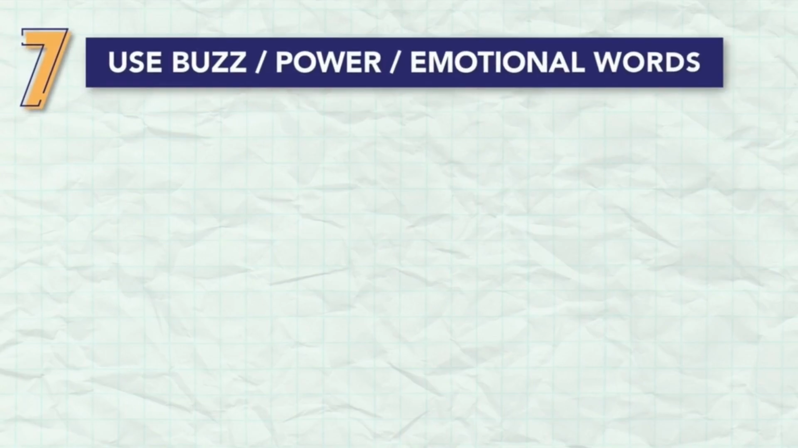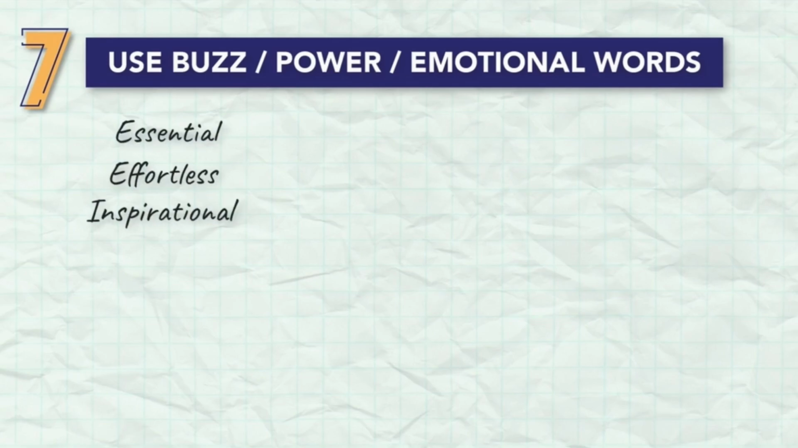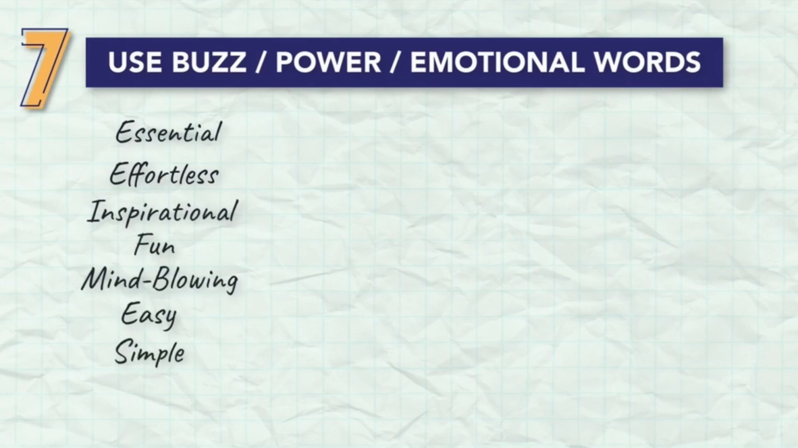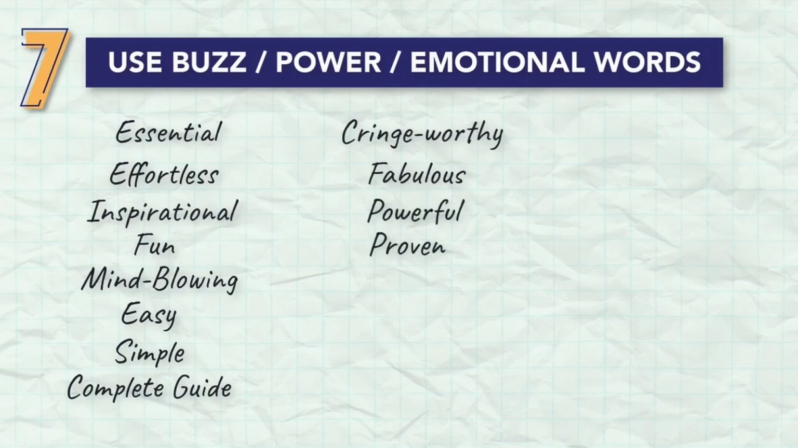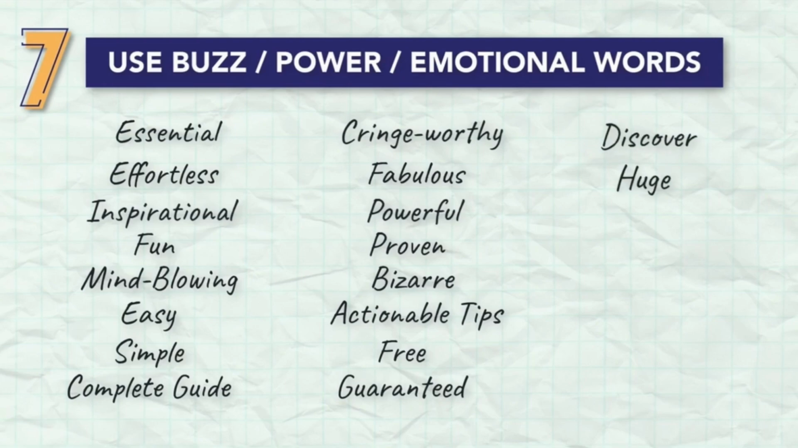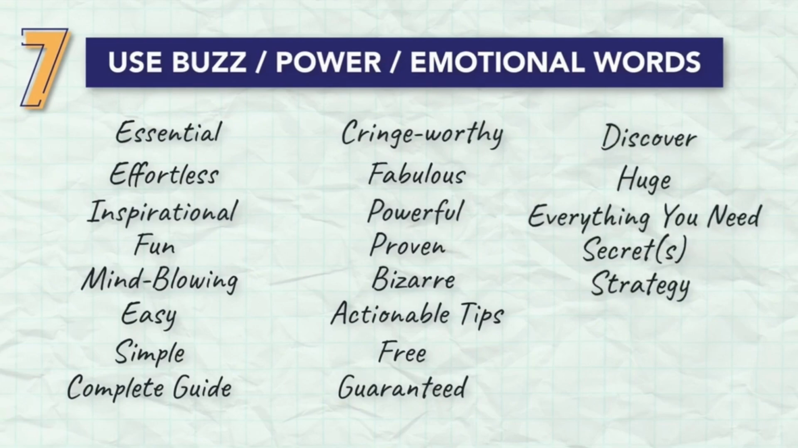Number 7 is to consider using buzzwords or power words or emotional words, whatever you want to call them. These are just other words that can really spice up your title. Here are some examples. Essential, effortless, inspirational, fun, mind-blowing, easy, simple, complete guide, cringeworthy, fabulous, powerful, proven, bizarre, actionable tips, free, guaranteed, discover, huge, everything you need, secrets, strategy, best, more effective. Okay, I think that's enough. You can Google headline power words or emotional words and get even more ideas. But using words like these in your titles can make them even more descriptive and more compelling.